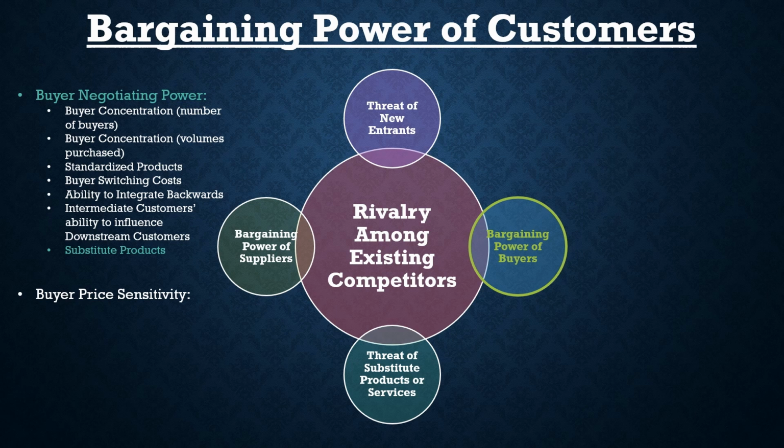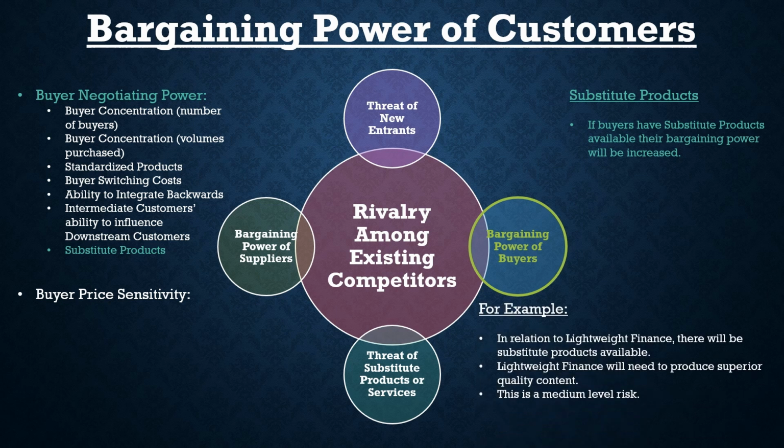The next point to consider within buyer negotiating power is substitute products. If buyers have substitute products available, their bargaining power will be increased. For example, in relation to Lightweight Finance, there will be substitute products available. Lightweight Finance will need to produce superior quality content. This is a medium-level risk.